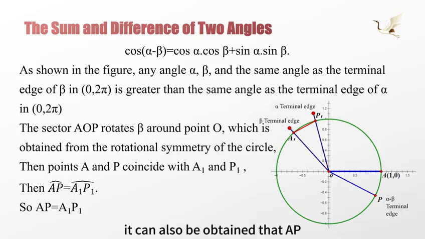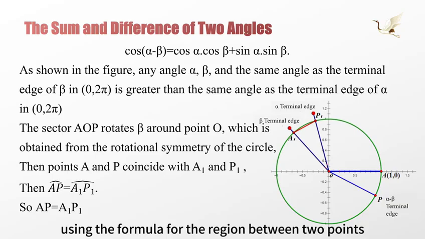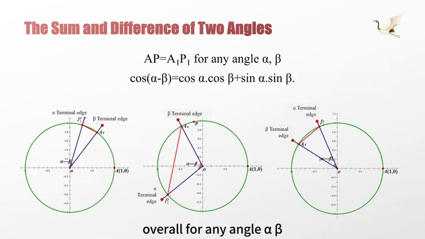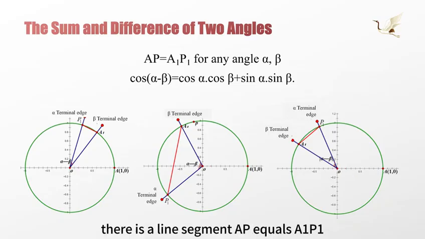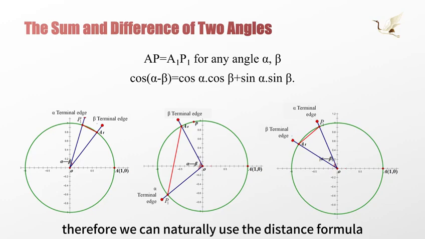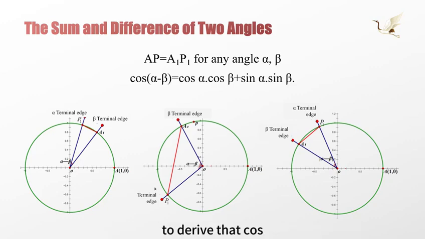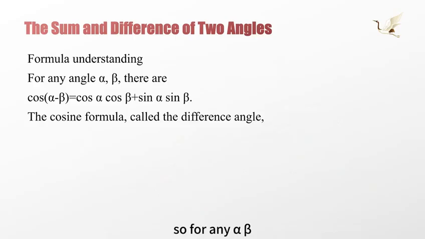It can also be obtained that chord AP is equal to chord A1P1. So naturally, the cosine formula for the difference angle can also be derived using the distance formula between two points. Overall, for any angles alpha, beta, the line segment AP equals A1P1. Therefore, we can use the distance formula between two points to derive that cosine(alpha minus beta) is equal to cosine alpha cosine beta plus sine alpha sine beta. So, for any alpha, beta, cos(α−β) = cos α cos β + sin α sin β.